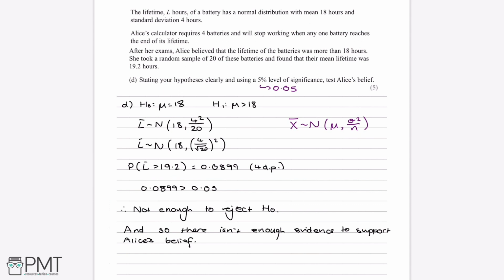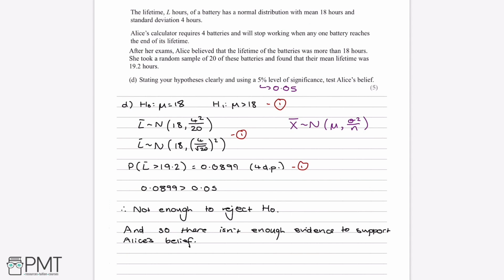And now this question is worth 5 marks, and firstly we get a mark for stating our hypothesis clearly, as we were told to do in the question. So stating what H0 and H1 are, which we've done over here, gets us our first mark. And now secondly, we get a method mark for writing out this whole equation, or in this form. The mark scheme actually has it just straight in this form, but they mean the exact same thing. So doing this gets us a method mark. And then we get an answer mark for finding the probability that L bar is greater than 19.2 and finding what that's equal to, which is 0.0899 to 4 decimal places.